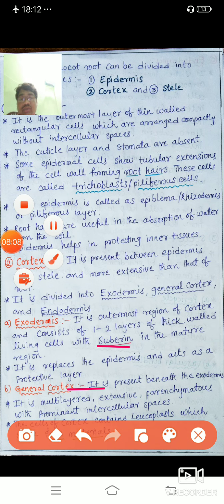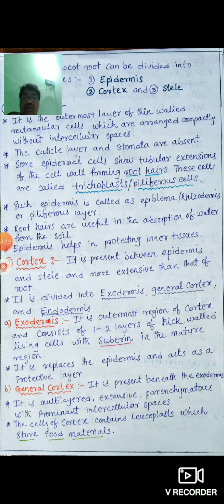So the intracellular spaces are present in the cortex. There are no intracellular spaces in the epidermis. The intracellular spaces are present in the general cortex. What is the importance of the general cortex? The general cortex is made up of parenchymatous cells. Each and every parenchymatous cell contains leucoplasts. Those leucoplasts store the reserve food materials. That is the main function of the general cortex: it stores the food materials.